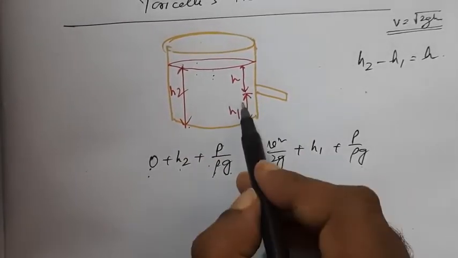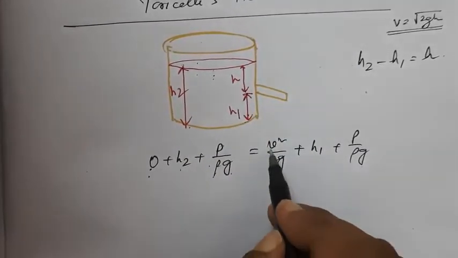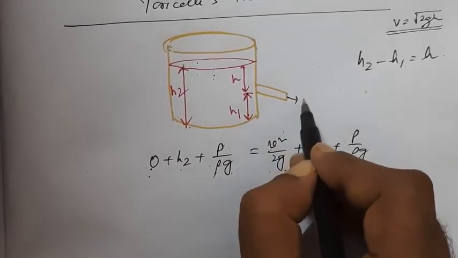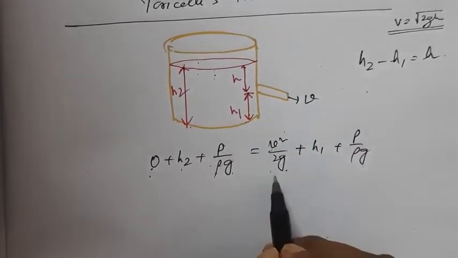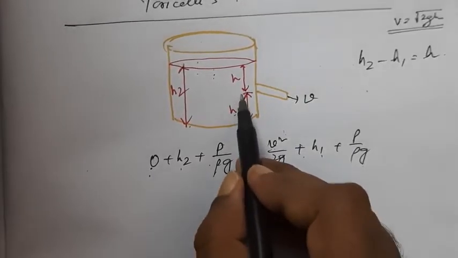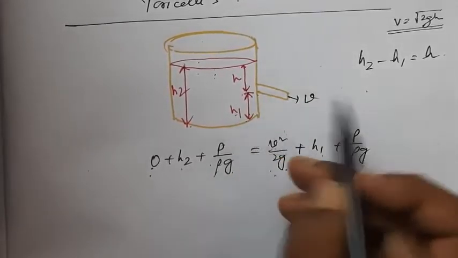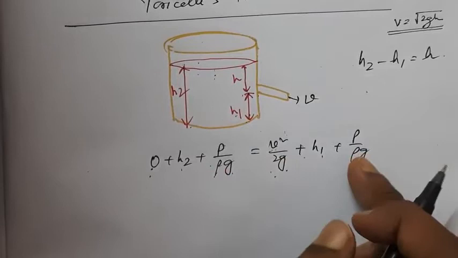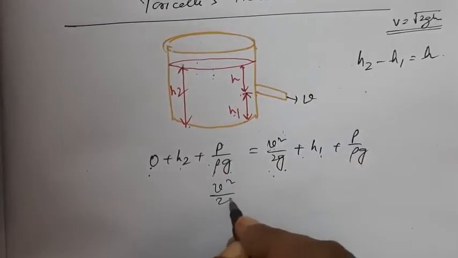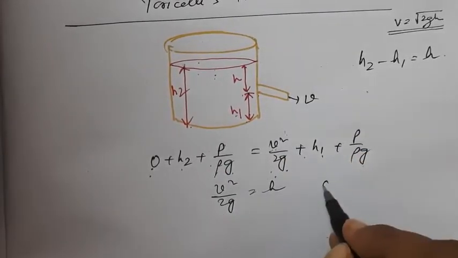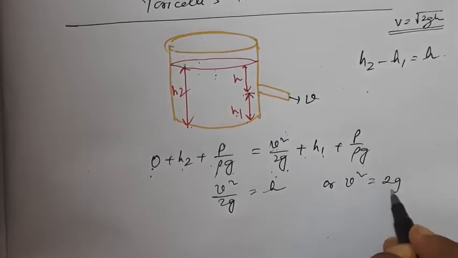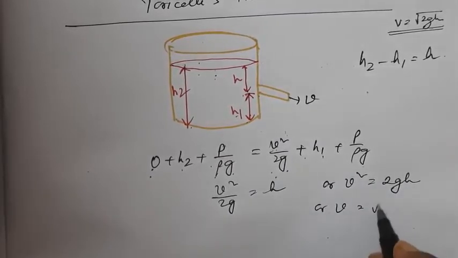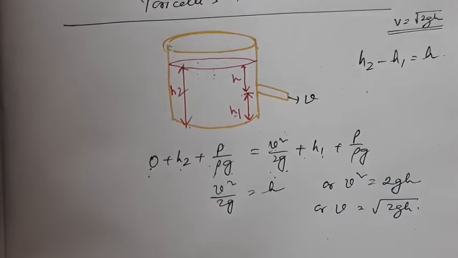Now for this height, in this case, we can take v square by 2g. That means the velocity of flow of the liquid is v. So v square by 2g plus h1 plus p by rho g. Because these two remain the same, we can write that v square by 2g is equal to h, or v square is equal to 2gh, or v is equal to square root of 2gh.